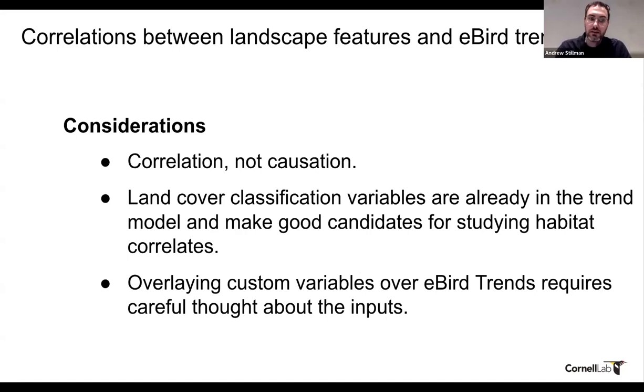So for example, if the custom variable that you want to use is radically different from the variables in the original trend model, like maybe it's very, very high resolution, like 30-meter resolution, or maybe the time periods don't quite match up, then you might not have the power to detect an effect of that particular covariate on these spatially explicit trends from eBird. Thanks, Matt.